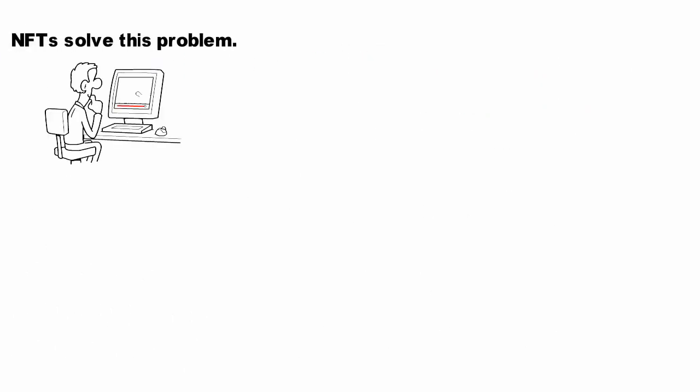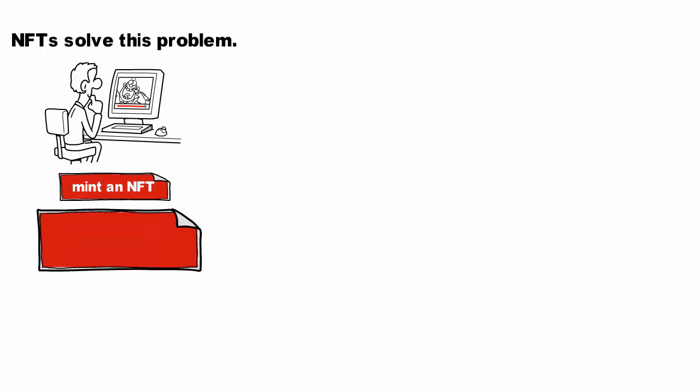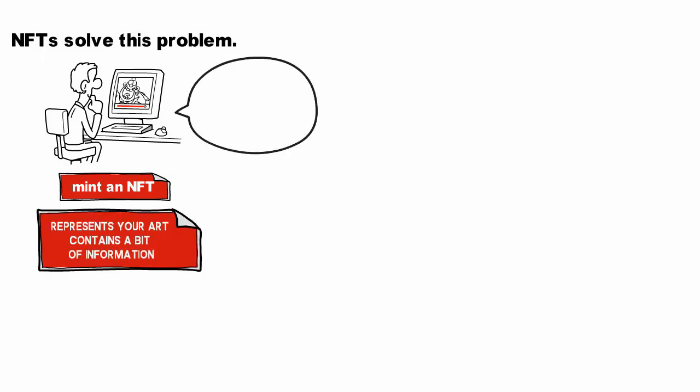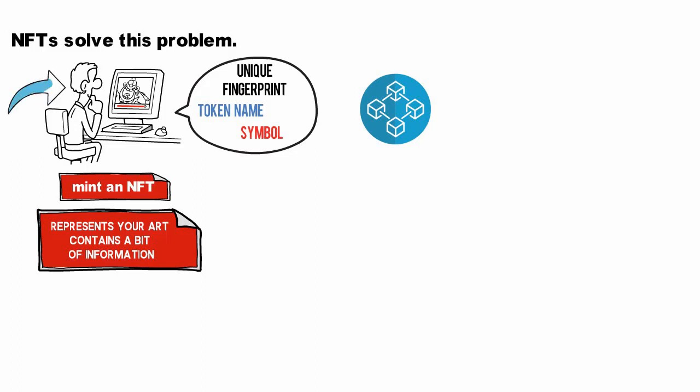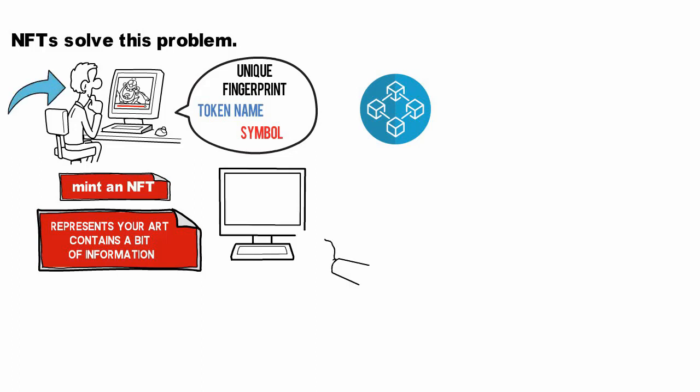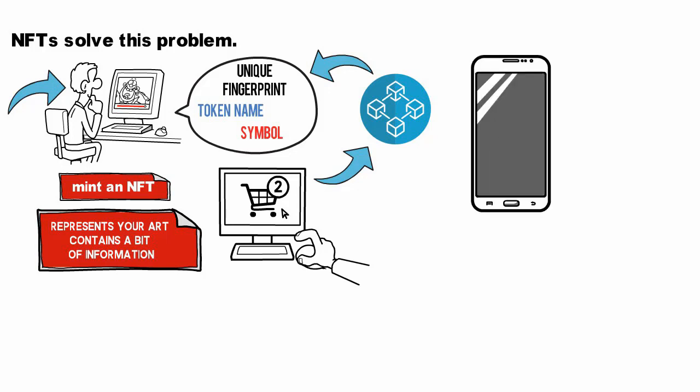Imagine that you made a piece of digital art, essentially a JPG, on your computer. You can create or mint an NFT out of this. The NFT that represents your art contains a bit of information about it, such as the unique fingerprint of the file, a token name, and the symbol. This token is then stored onto a blockchain, and you, the artist, become the owner. Now you can sell the token by creating a transaction on the blockchain. The blockchain makes sure that this information can never be tampered with. It also allows you to track who's the current owner of a token and for how much it has been sold in the past.